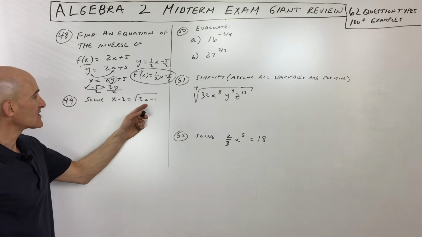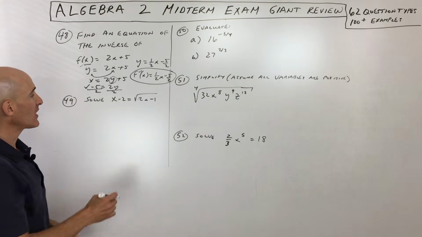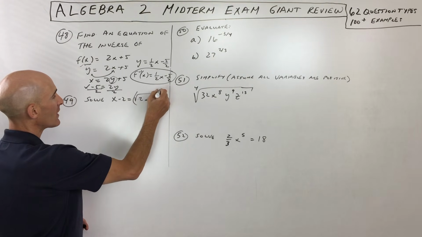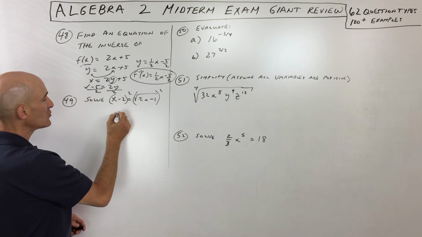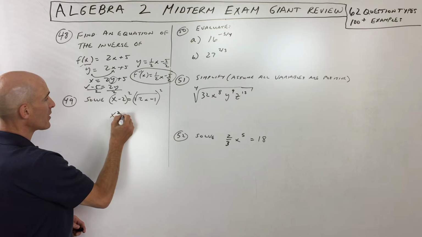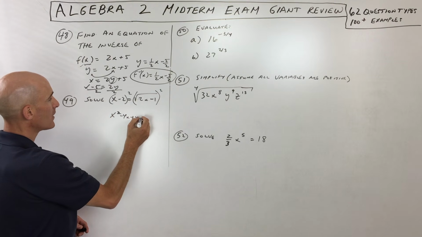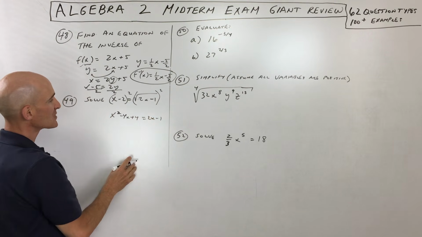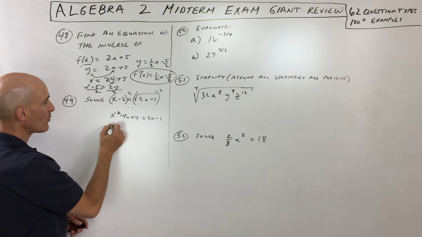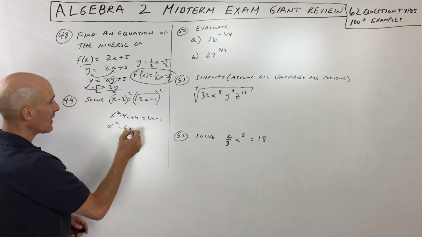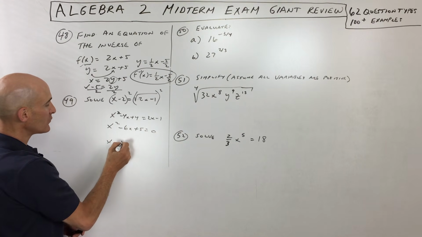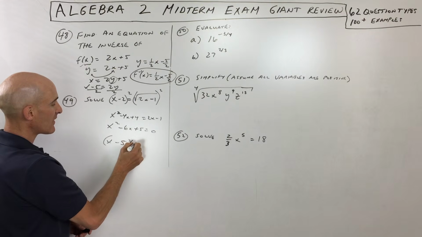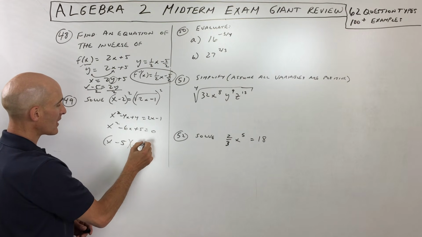Now number 49, it says solve this radical equation. Okay, so what we want to do is we want to get rid of the square root by getting it by itself on one side, okay, and then square both sides. So if I do that, I get x squared minus 4x plus 4 equals 2x minus 1, because the square and the square root cancel. Then what we want to do is we want to get everything on one side of the equation, set it equal to 0. Then if you can, factor it and set the factors to 0, or do the quadratic formula.